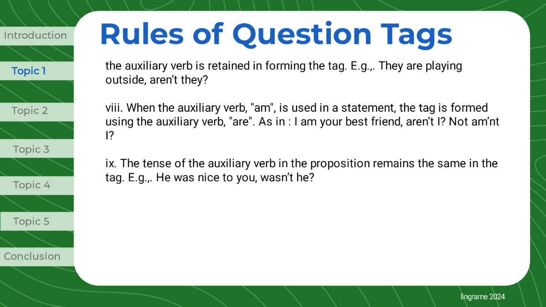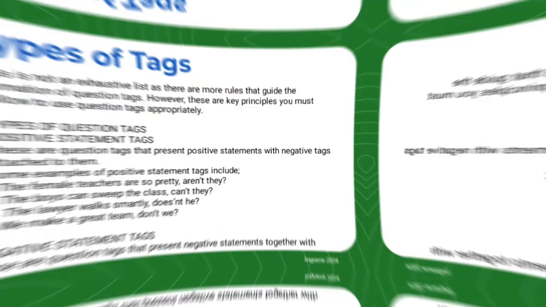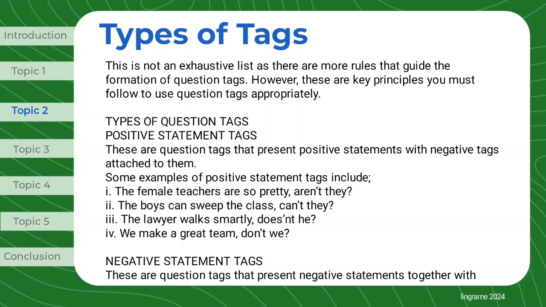For example, they are playing outside, aren't they? When the auxiliary verb, am, is used in a statement, the tag is formed using the auxiliary verb, are. As in, I am your best friend, aren't I? Not amn't I? The tense of the auxiliary verb in the proposition remains the same in the tag. For example, he was nice to you, wasn't he? This is not an exhaustive list as there are more rules that guide the formation of question tags. However, these are key principles you must follow to use question tags appropriately.